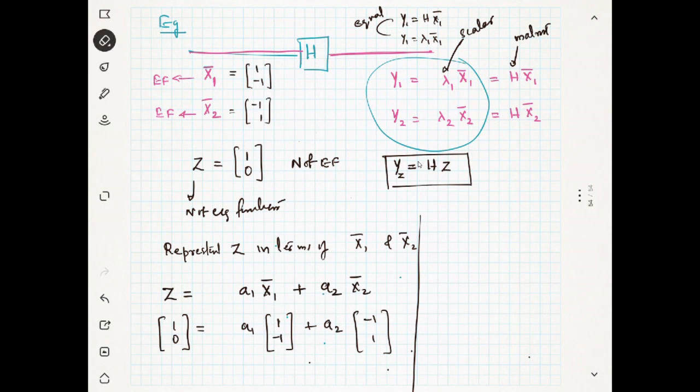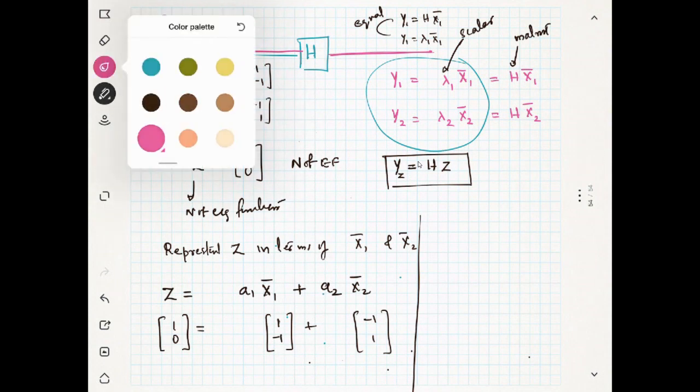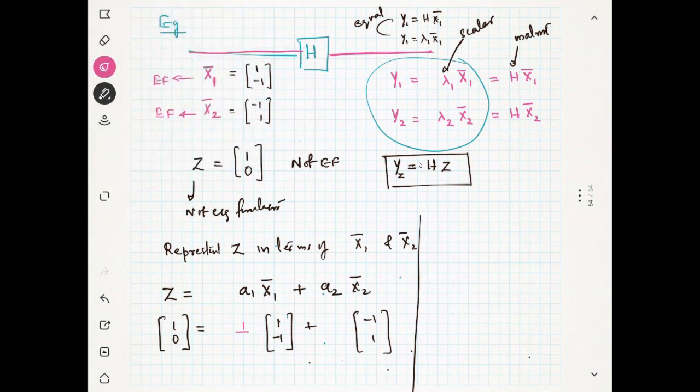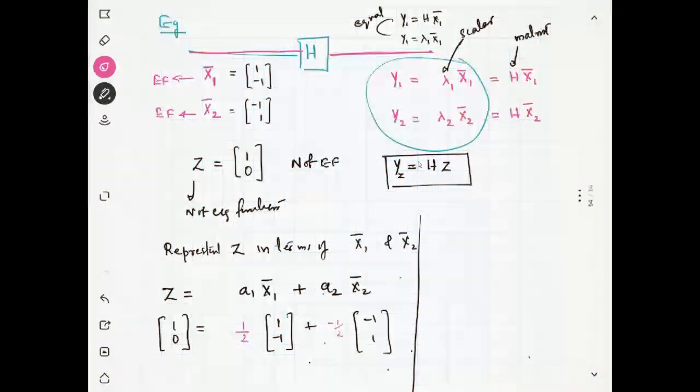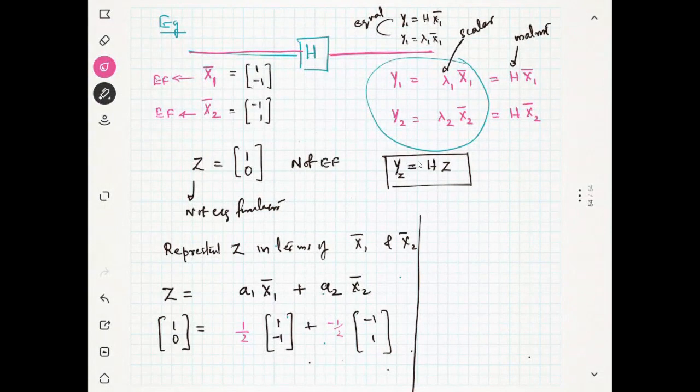Assume that I will just substitute some random numbers here. Let's say this is 1 by 2, and this is minus 1 by 2. It will not work, right? 1 by 2 into 1 is 1 by 2, plus 1 by 2. Then, yes, it will not work. It is going to be 1 and minus 1.